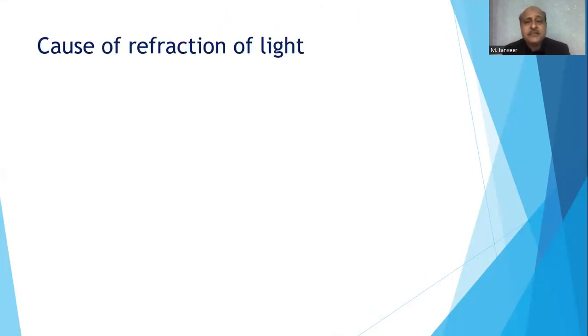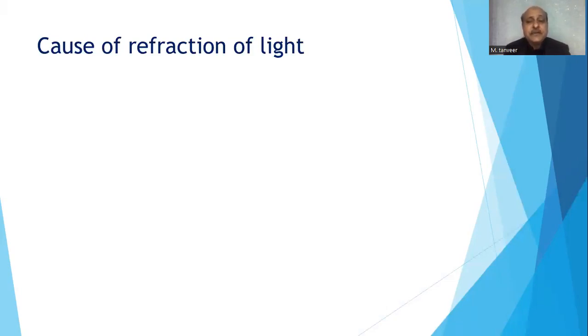Cause of refraction of light. What is the reason? Why do rays of light bend towards the normal or away from the normal? There are two possibilities. When a ray of light enters from air to water, it bends towards the normal. When rays of light enter from water to air, they bend away from the normal. But what is the reason? Why do these rays of light bend towards or away from the normal?